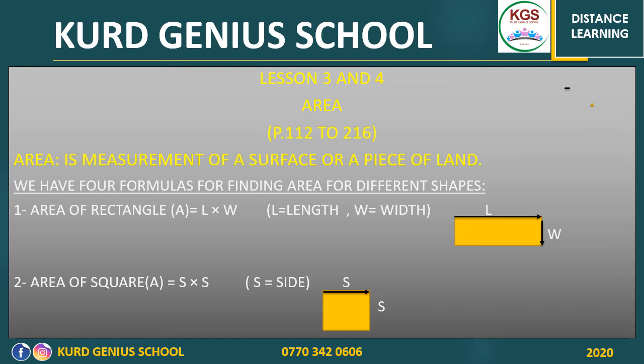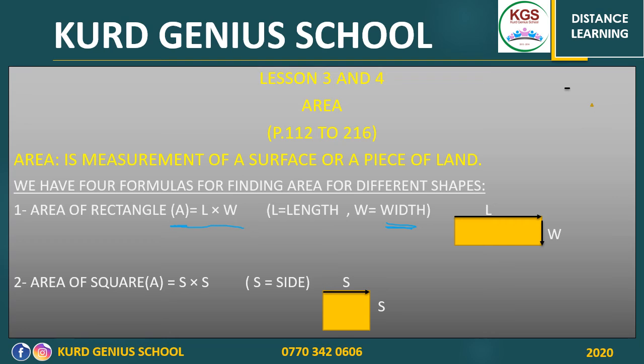So the first one, area of a rectangle. If you have a rectangle, how can you find out the whole area for the rectangle? The rule: A means area. So area is equal to L times W. What does L mean? L is length. W is width. So area of a rectangle is L times W. Length times width. Memorize it, please.